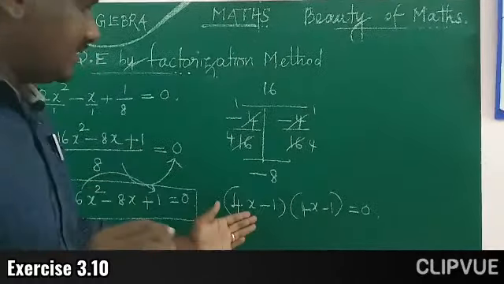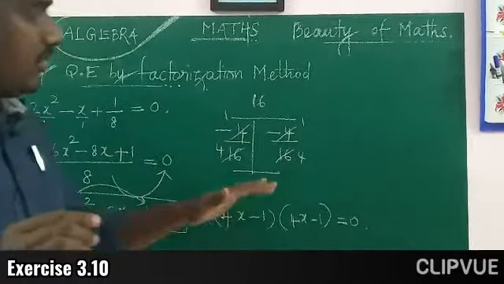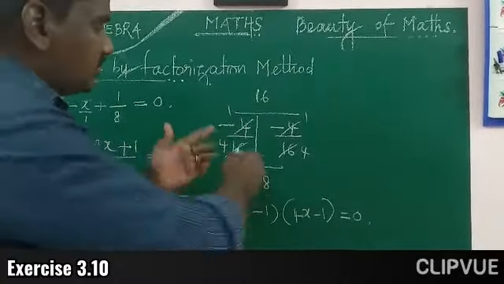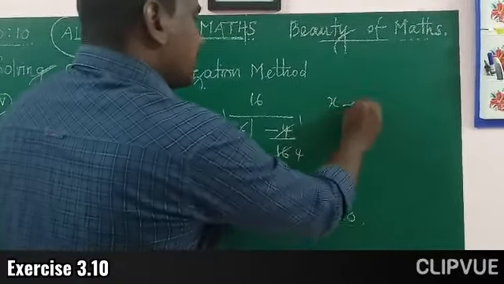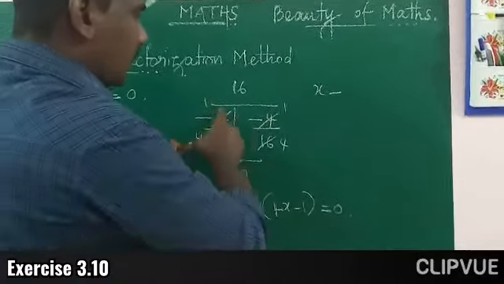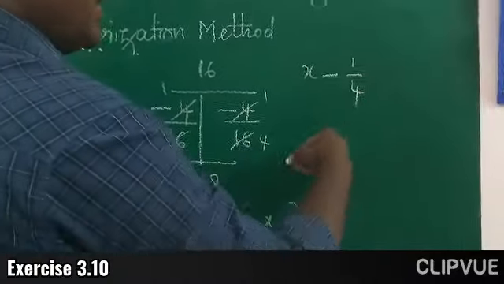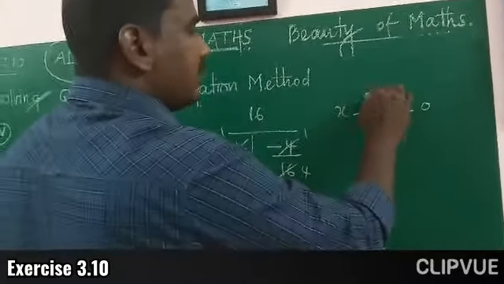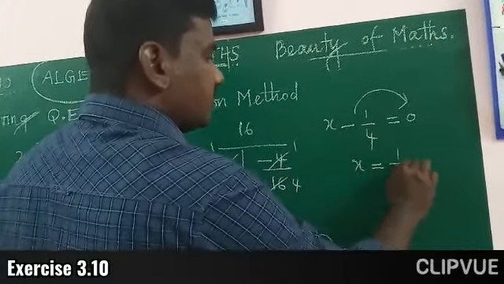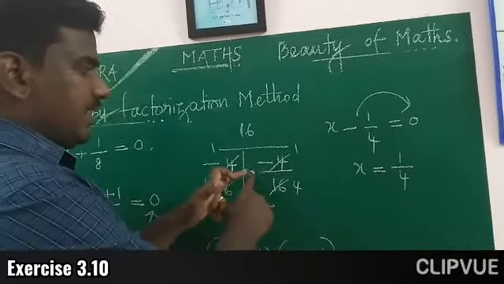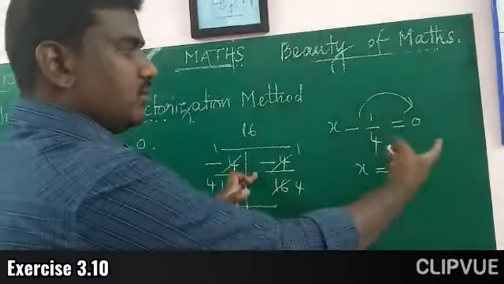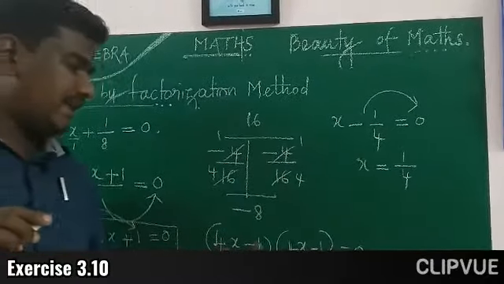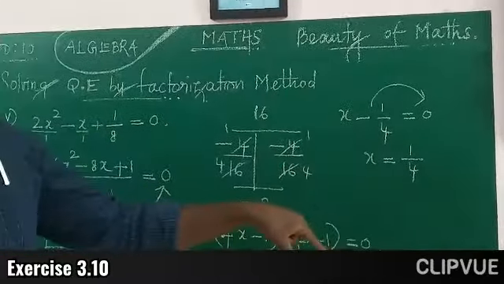Either you can write it like this, or, since here we are going to find the root, it is not necessary to find the factors. Simply take x minus 1 by 4 equal to 0. So x is equal to plus 1 by 4. Here also x minus 1 by 4 is equal to 0, so x is equal to 1 by 4. That is one method. Otherwise, we find the factors and after that we find the root.